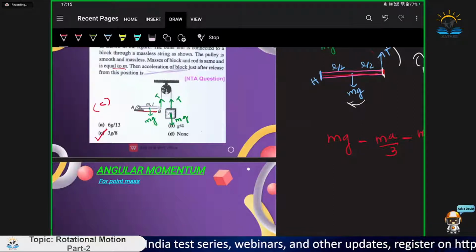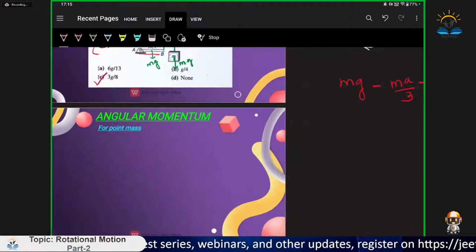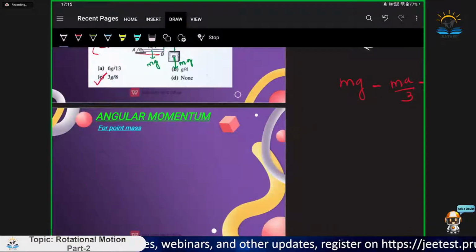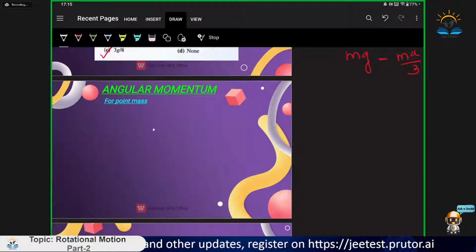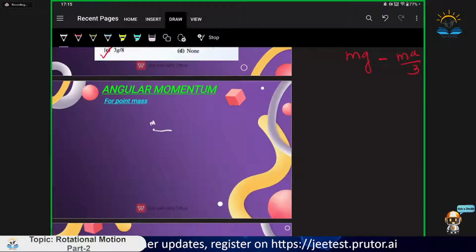Next, let's see what is angular momentum for a point mass. What is angular momentum for a point mass? Suppose we have a mass M moving with velocity V.